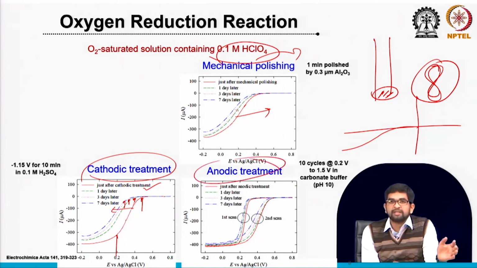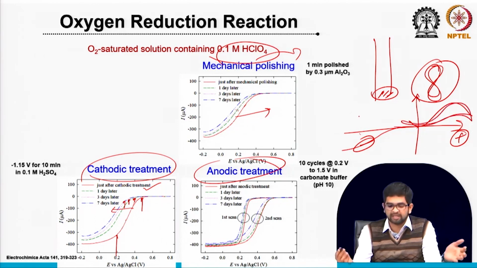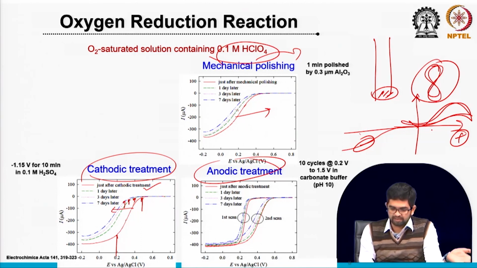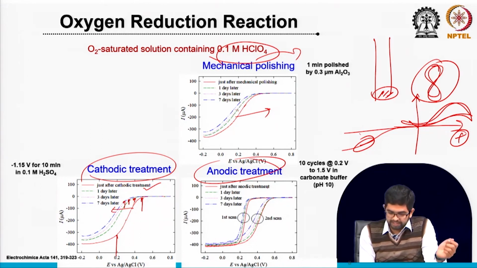And anodic treatment. Anodic treatment means, if this is the window of your potential scan, this is the positive side and this is the negative side. So you have to go for some anodic treatment, which means scanning this positive side 10 to 15 or 20 times, and then you can check immediately after the treatment. You can check the oxygen reduction. You can see just after anodic treatment, at first glance, it shows something like this.